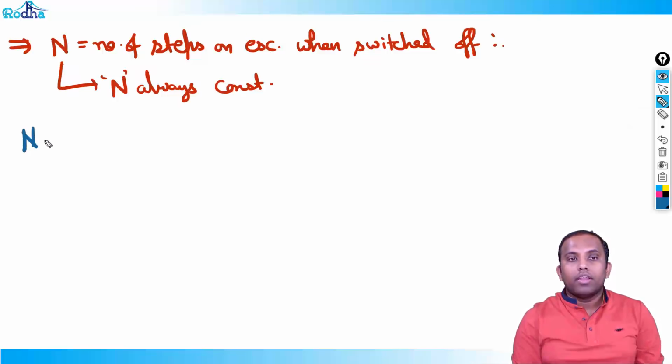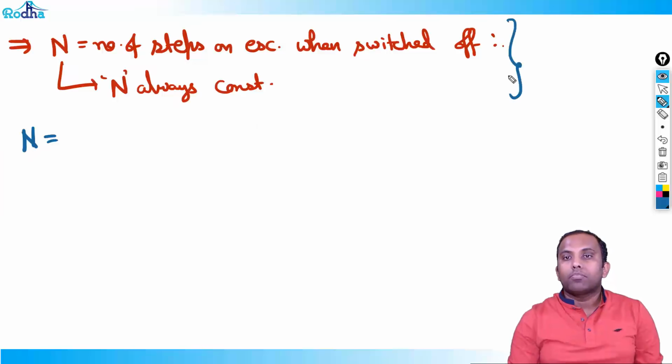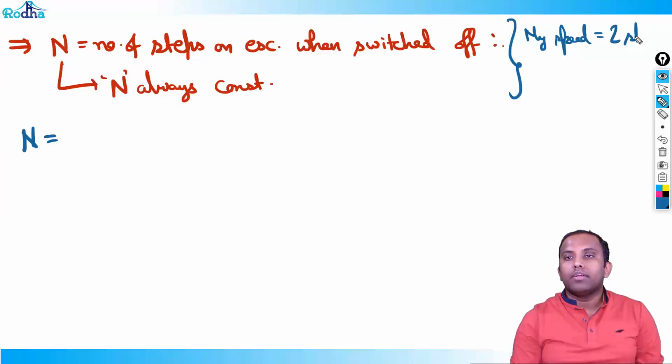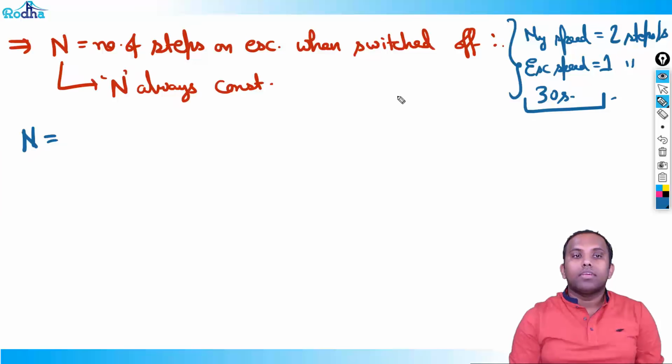Now what happened in the last question you saw? In the last slide, in 30 seconds, my speed is 2 steps per second, and the escalator speed is 1 step per second, and in 30 seconds I am coming down in total. That means how to calculate n? My speed is 2 steps per second into 30 seconds, so I took 60 steps. 30 into 2, 60 steps.